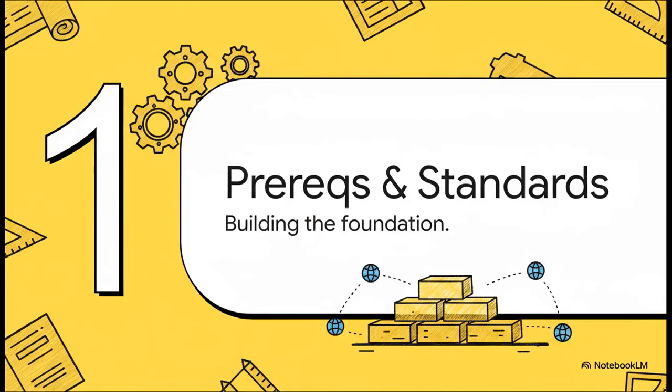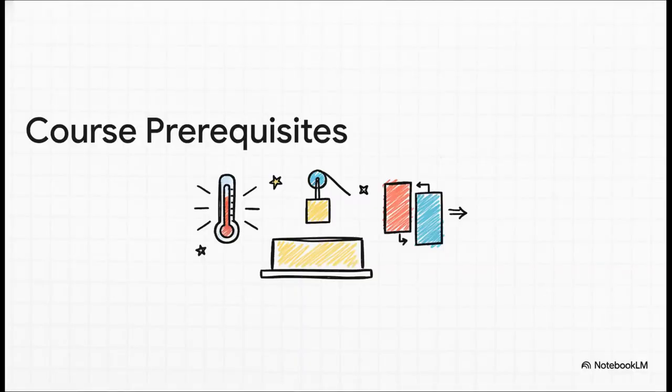Let's kick things off with Section 1, Prerequisites and Standards, basically building the foundation for a professional career. Now, because this is a serious career-focused course, we can't just dive headfirst into the advanced engineering modules. You absolutely need a baseline. You've got to be comfortable with the basic physical sciences. We're talking the principles of thermodynamics, concepts of work, energy, and power, and the fundamentals of heat transfer. These are your non-negotiable prerequisites. But once you've got these down, you are completely ready to learn the global languages of the industry.